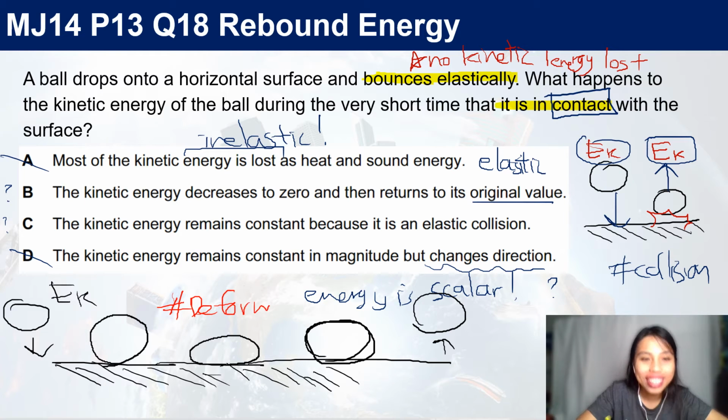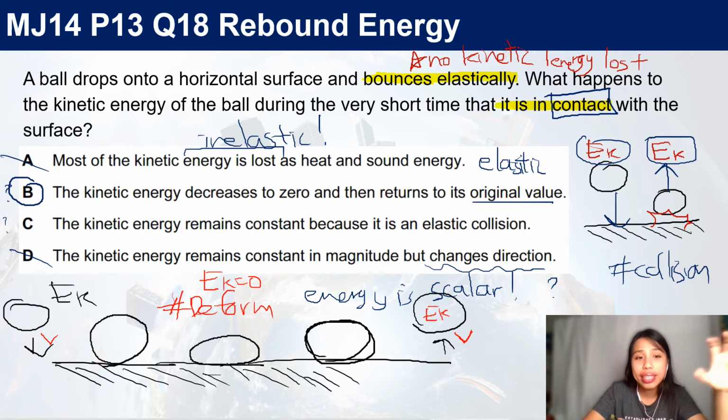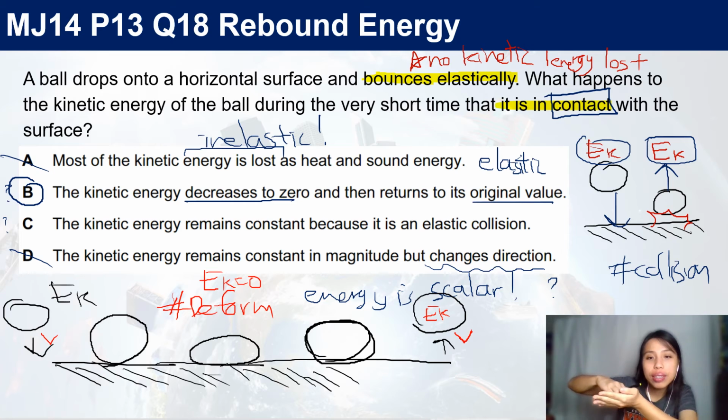Deform means toing. So you start out with some kinetic energy. Then the kinetic energy becomes 0 during this period where it's deforming. Then the kinetic energy will return to whatever speed it was moving at in the beginning. No energy loss. Usually it's lost, but in this case it's elastic. So actually B and D are correct, but B is the best choice you can make here. Kinetic energy decreases to 0 when it's touching the table, then it returns to its original value.